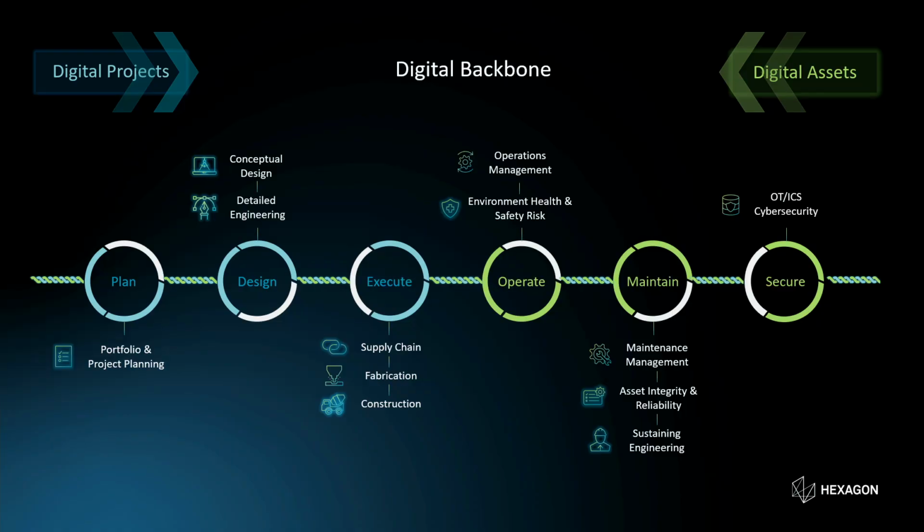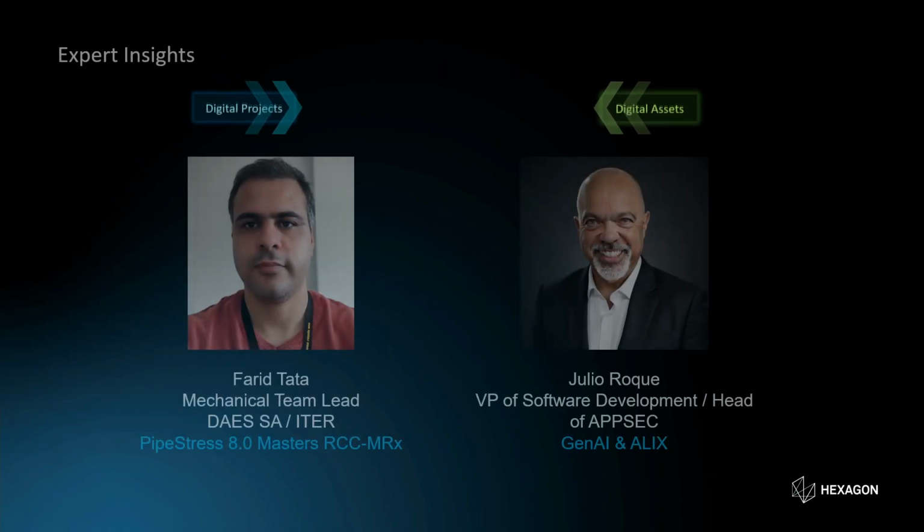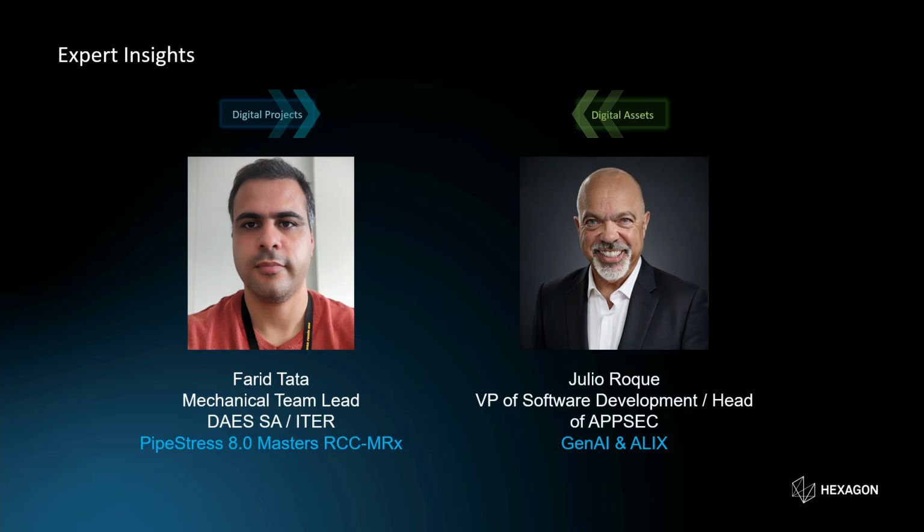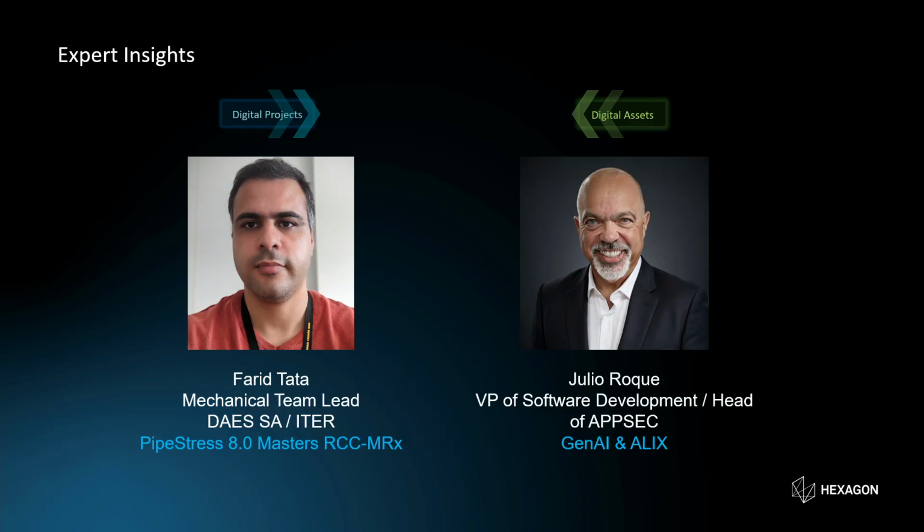Now, in order to give 2 concrete examples of how we can do this, we have 2 special guests here. The first one is Farid Tata from our dear customer DIAS, working for ITER. He's going to explain how a specific workflow for pipe stress has been improved through this concept. And then after this, we will see how once we have a true digital backbone, we can use this data layer to get some good insights with the digital assets. And for this, our VP of Software Development and Head of App Security will talk about how we can use Gen AI in our operations. So help me welcome Farid Tata.